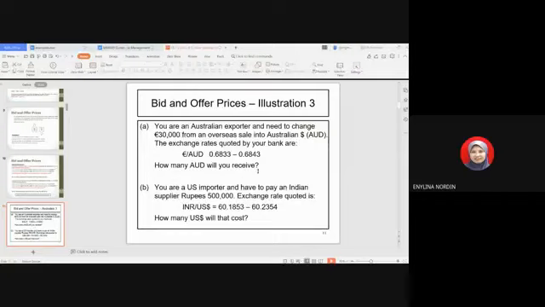So the first step you should do is identify whether the company sells the currency or buys the currency. The Aussie company wants to convert the euro currency to Aussie dollar. So the Aussie company is the exporter, exports the goods, sells the goods in euro, and receives the euro currency. So that means what?